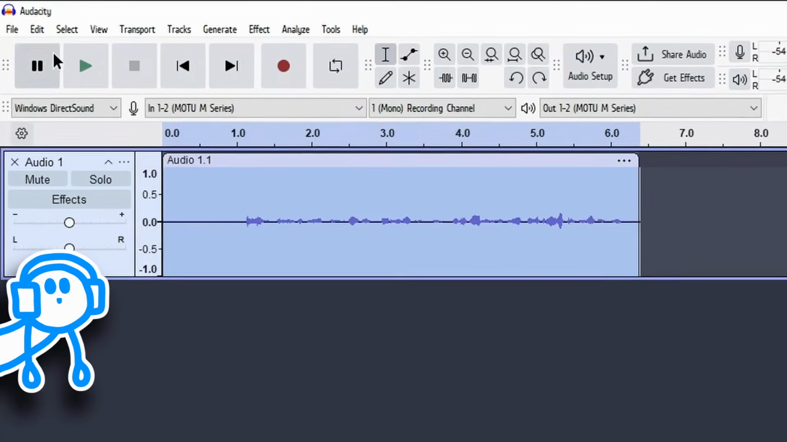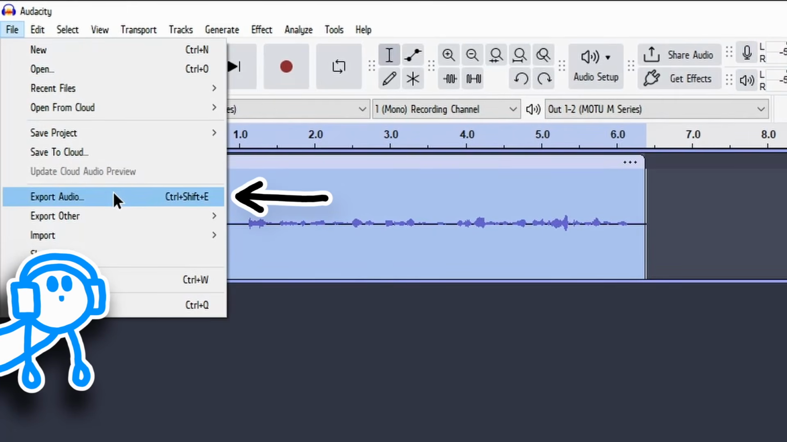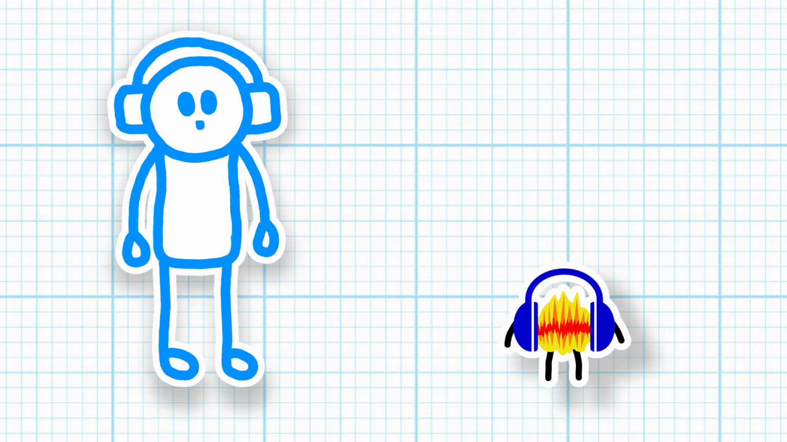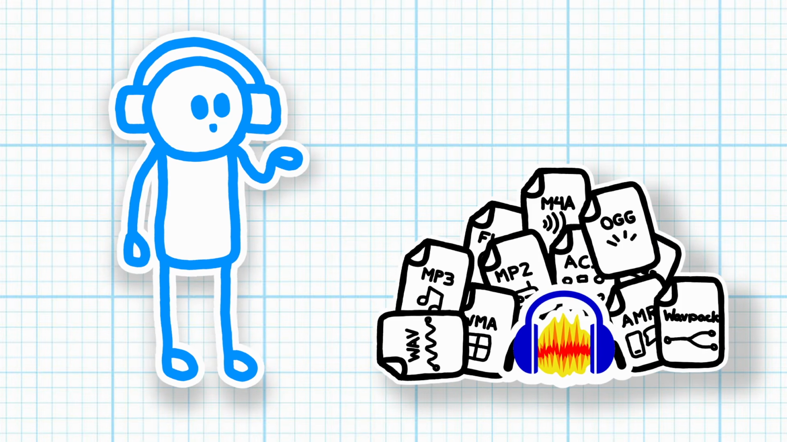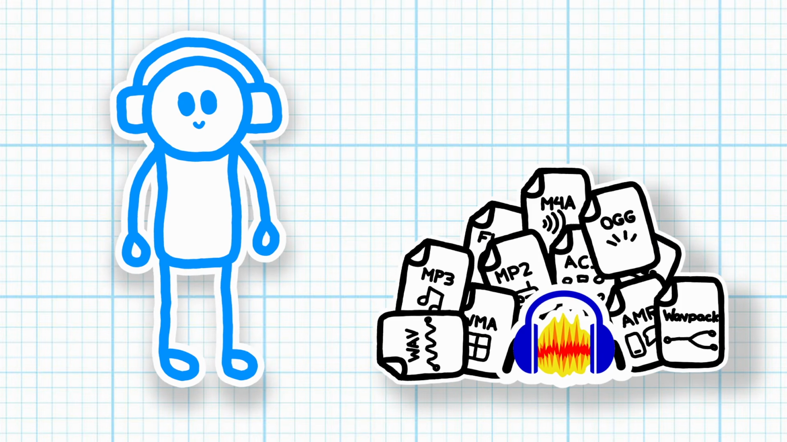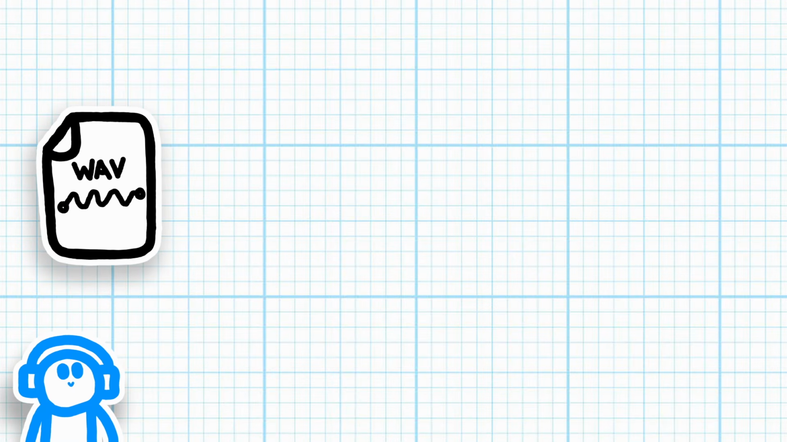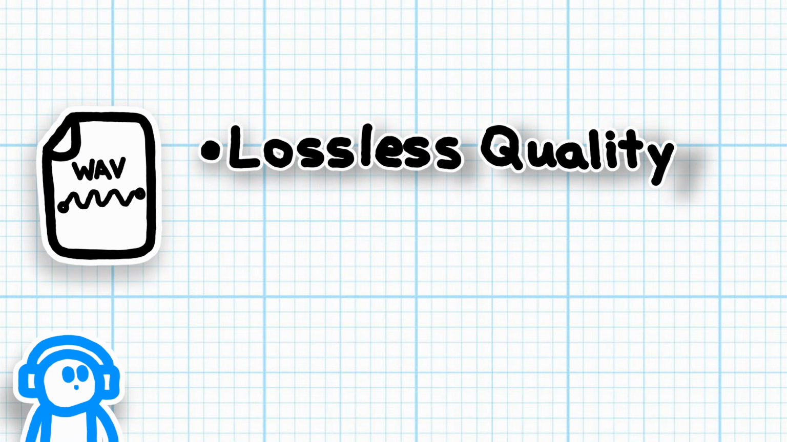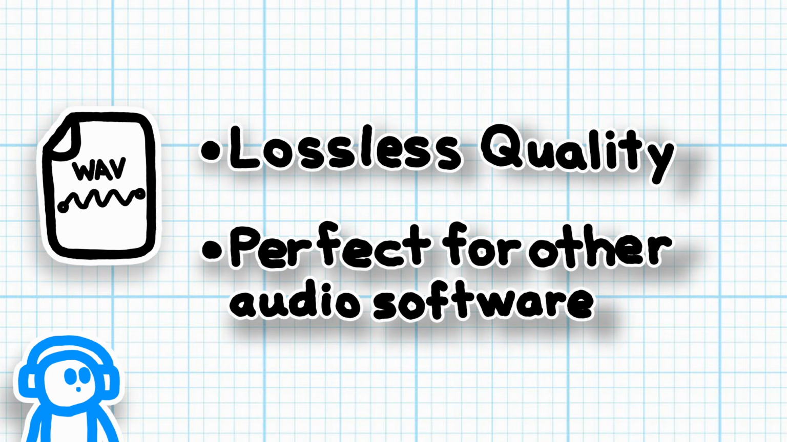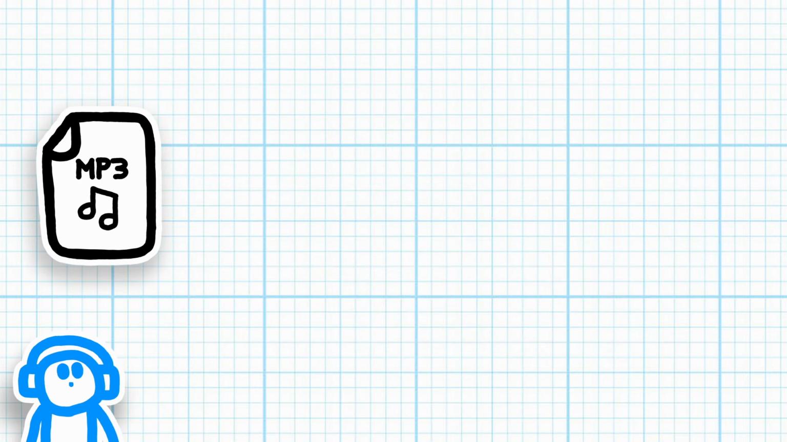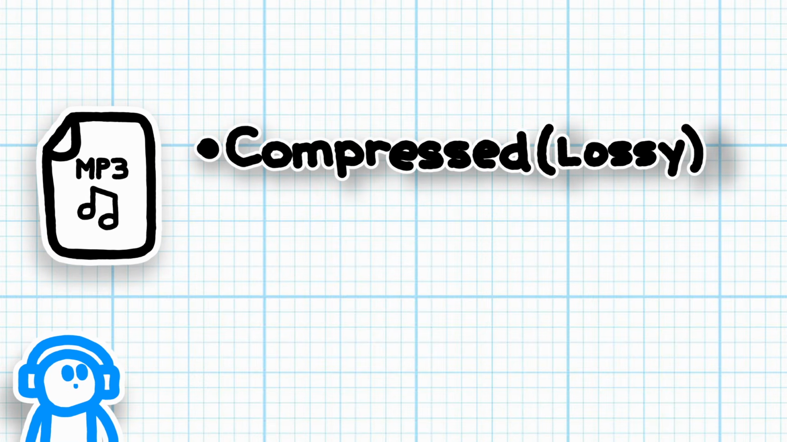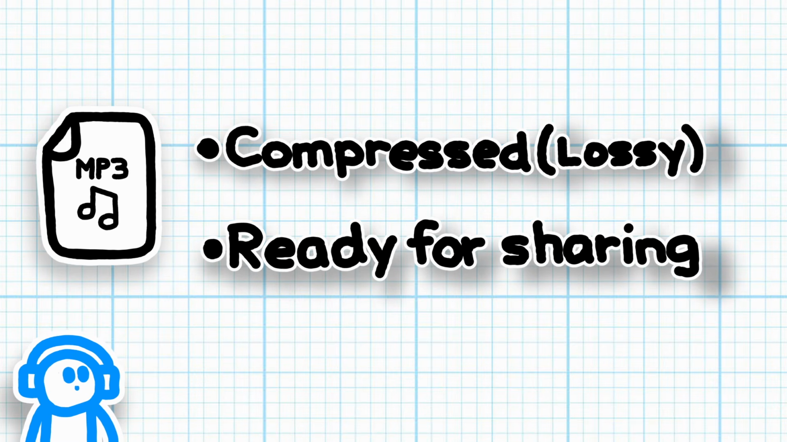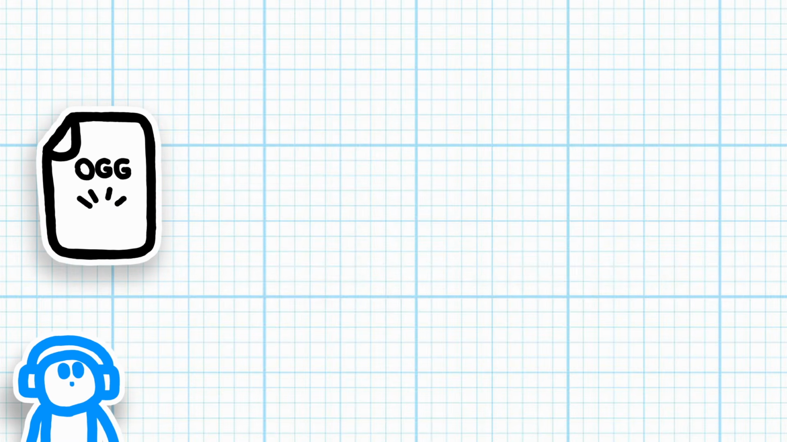Go up here and hit File, and then select Export Audio. Audacity can turn your recording into many different types of files, but there are a few important ones. First, there are WAV files. These ones are the biggest in size and are usually for moving audio from one editing program to another to preserve the quality. Second, there are MP3 files, which are sort of the opposite. They compress a lot of the information, so they're usually better for when you're finished with it and want to share it.